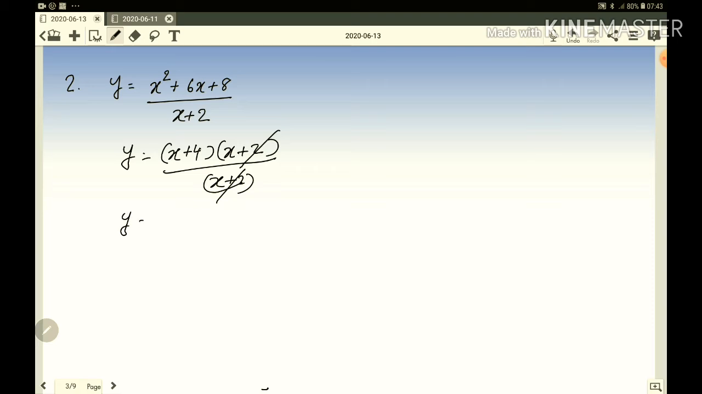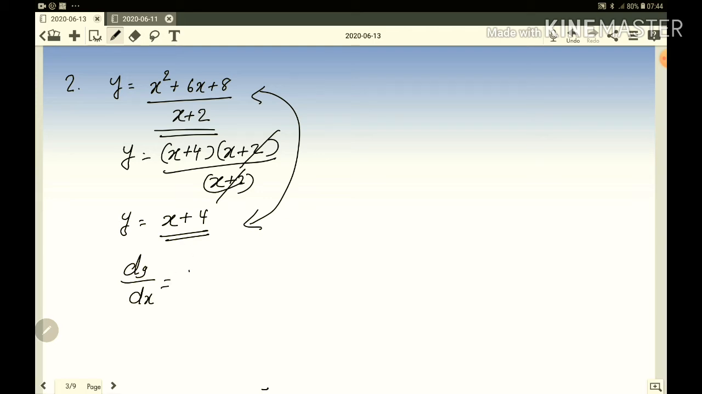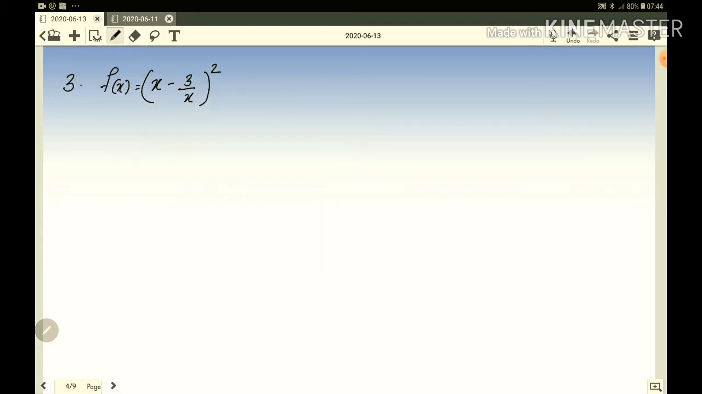So when you simplify this one, the question becomes very simple, a linear one. In fact, these two are the same. So the question simplified, I got x plus 4. Now I can differentiate, and it is very easy to differentiate. We don't need to differentiate the original one; instead we can differentiate this. That is dy by dx is going to be x becomes 1, plus 4 becomes 0. So the final answer is 1. Is it clear? Now we can go to the next question.